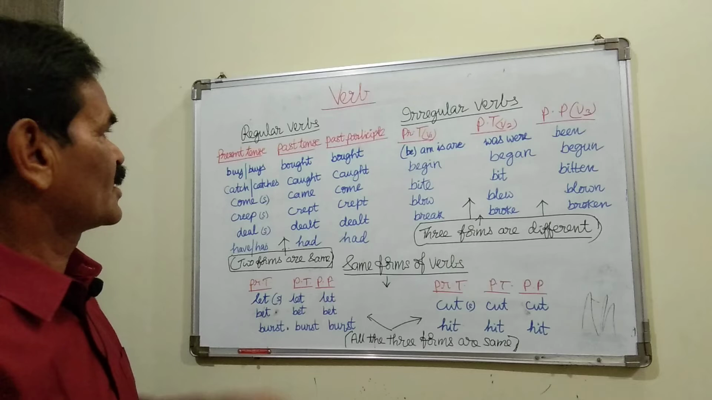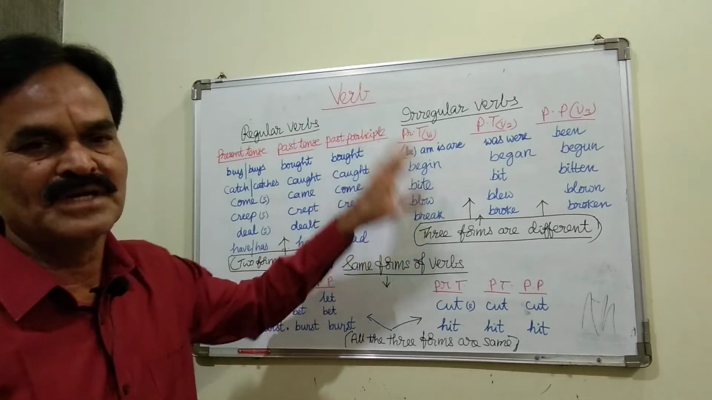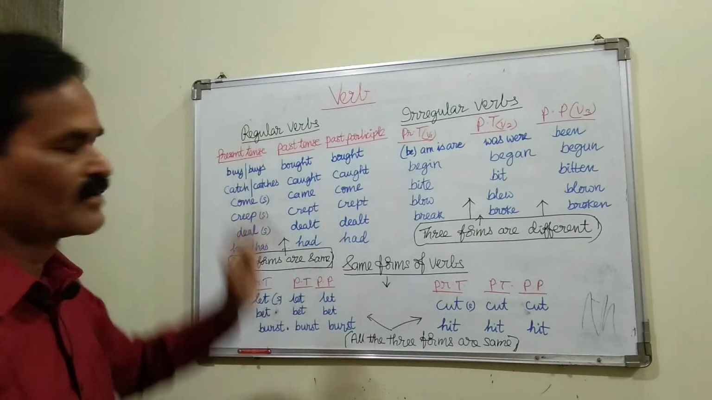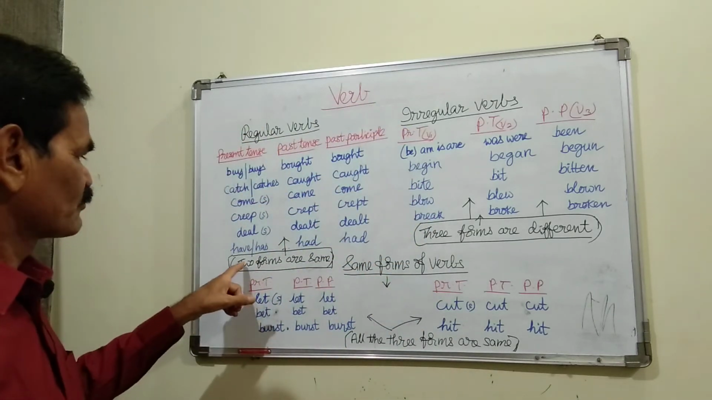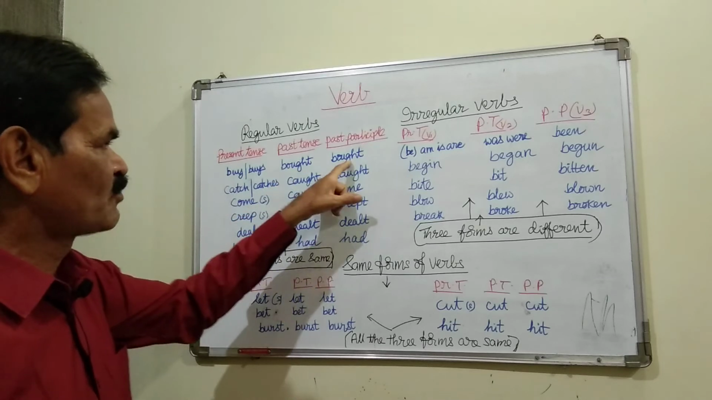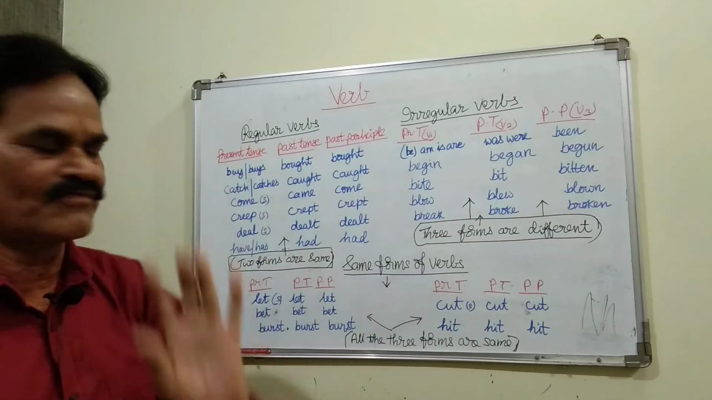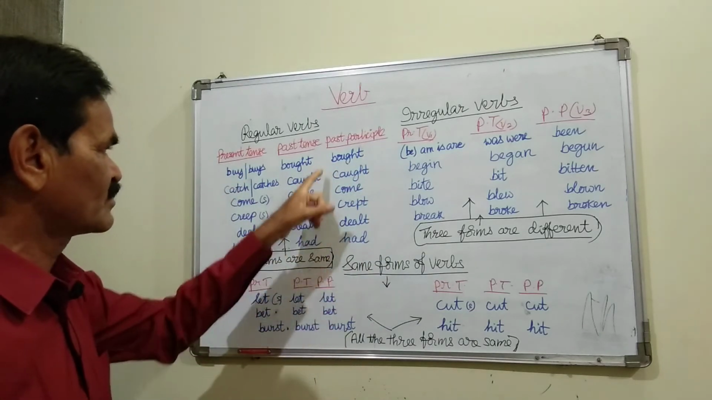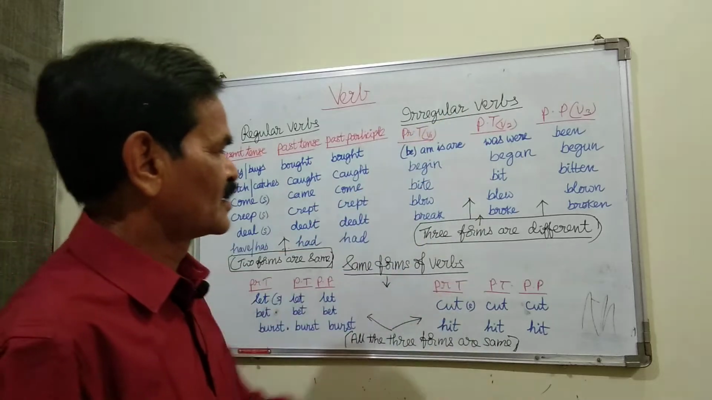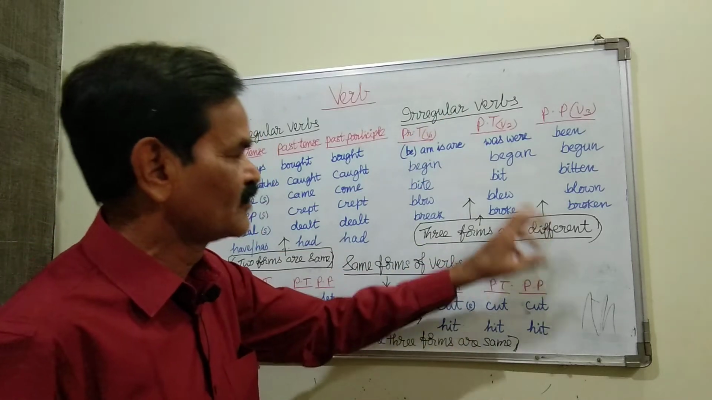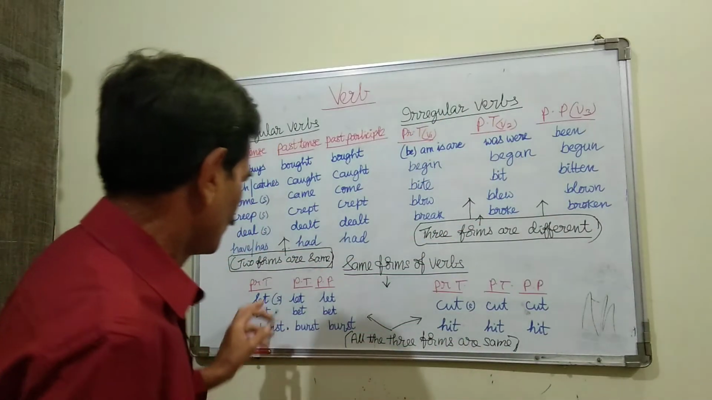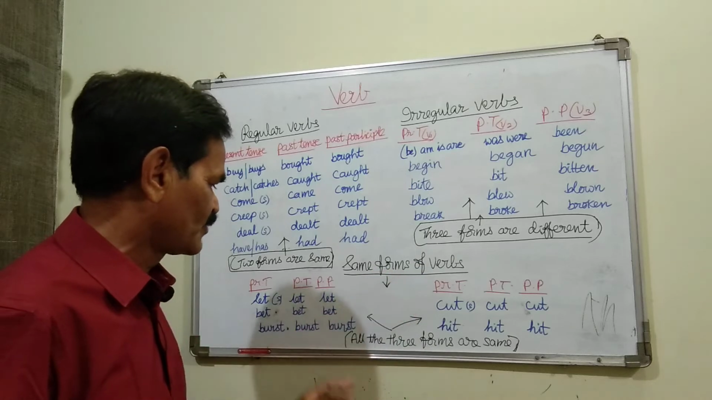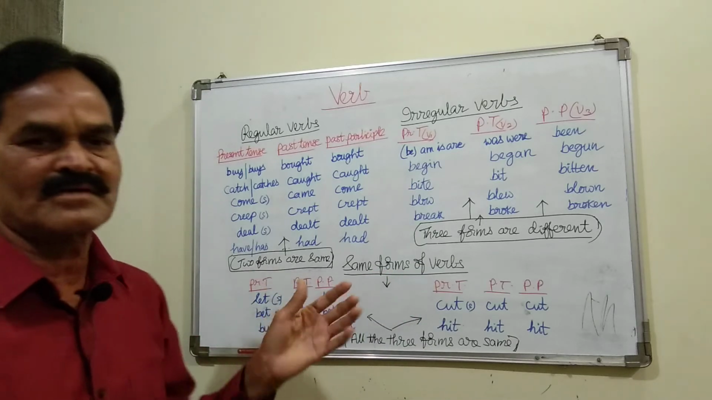Now verbs are mainly of three kinds. One, regular verbs. In regular verbs, the past tense and past participle are in the same form. So two forms are the same. In irregular verbs, all three forms are different. And in the same forms of verbs, all three forms are the same.